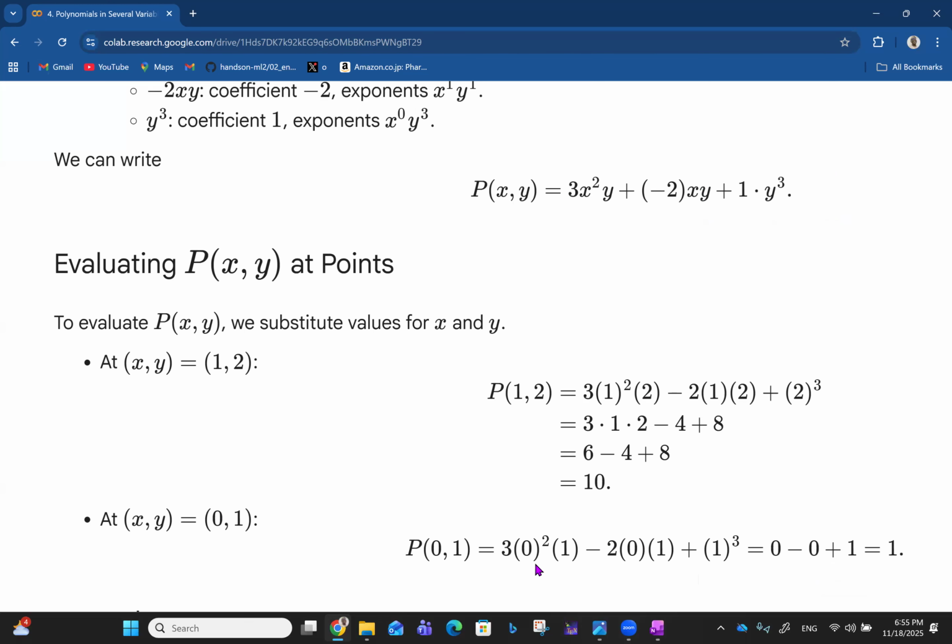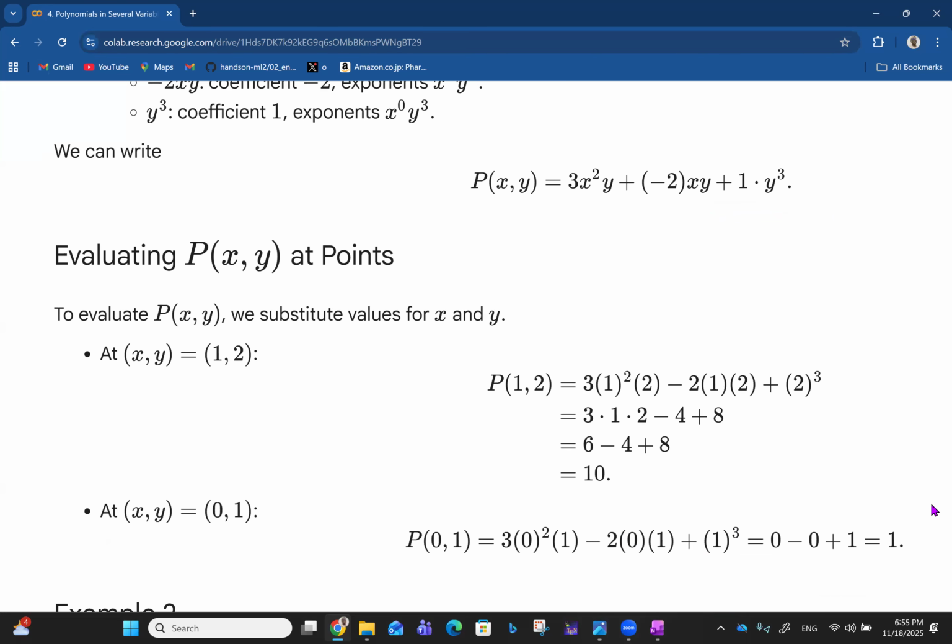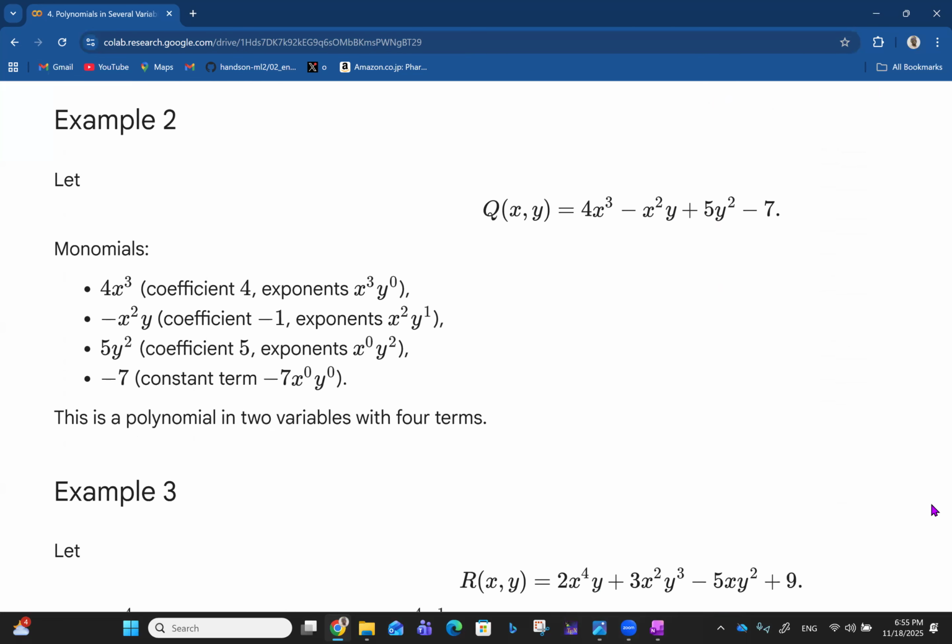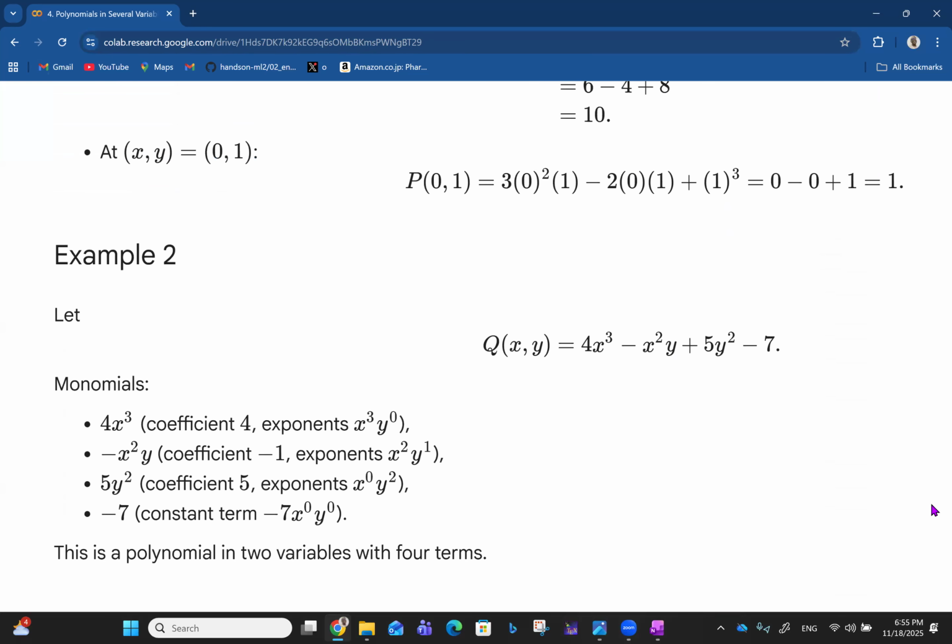So you have 3 into 0 squared times 1 minus 2 into 0 times 1, that's 2xy, plus y cubed, that's 1 raised to 3. So 0 squared is 0 times 3 times 1, that's 0. 0 times 2 times 1 is also 0. Then 1 raised to 3 is 1. So everything is 1. So if you evaluate this expression at 0, 1, you get 1. Okay? So we can take example 2 in that case.